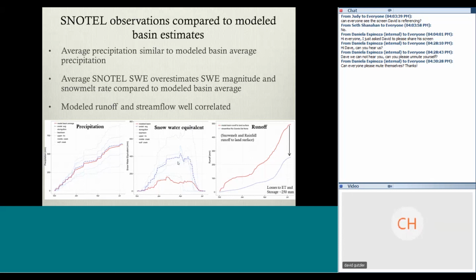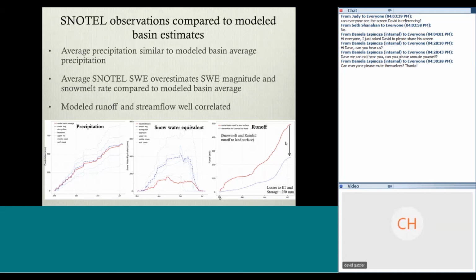Certainly, streamflow forecasts aren't based on a water balance estimate. They're based on linear correlations of SNOTEL and streamflow. So one of the things we want to look at is how the relation between the average SNOTEL snow measurements and the basin-wide modeled snow has changed over time, and whether there are significant trends in that relation.